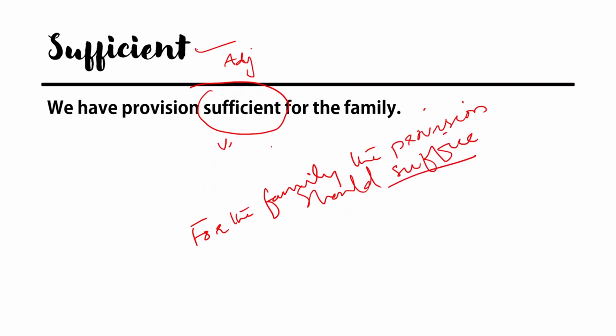The meaning of both these sentences is the same. We have provision sufficient for the family. For different styles of writing, you can use the same content in another way. For the family, the provision should suffice. So here, suffice is the verbal form, not the adjectival form. Adjectival form, everyone knows how to use it. But this is very rare. So you can achieve variety in your English. For the family, the provision should suffice.